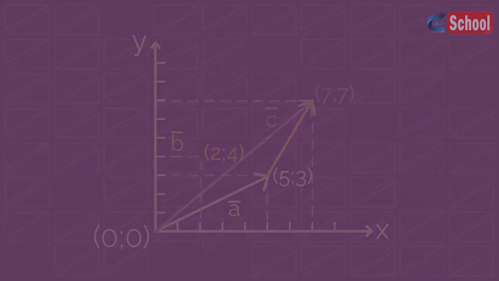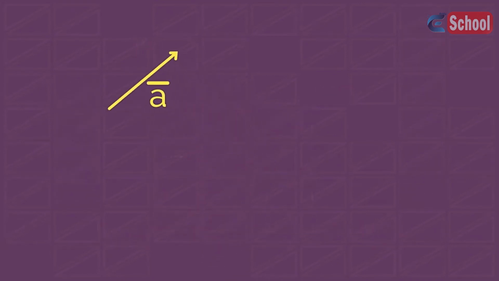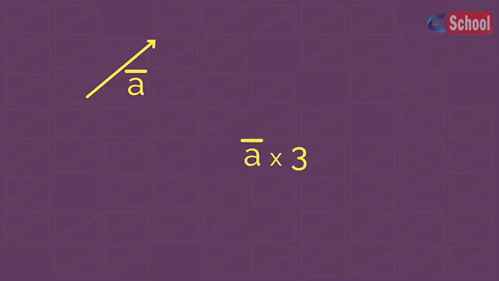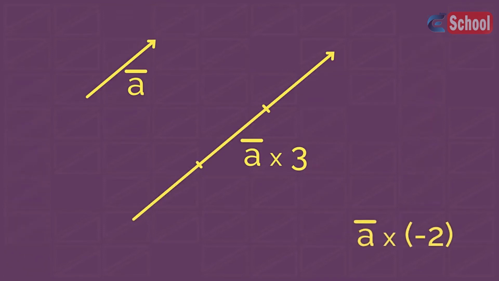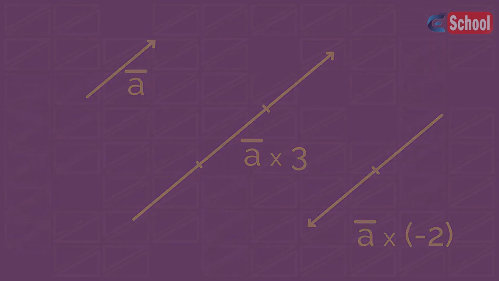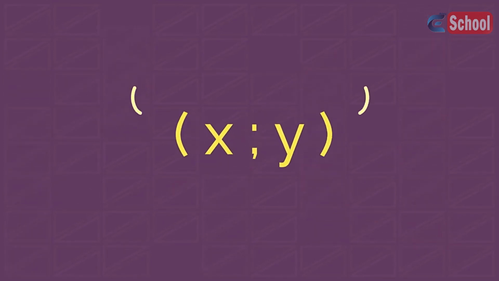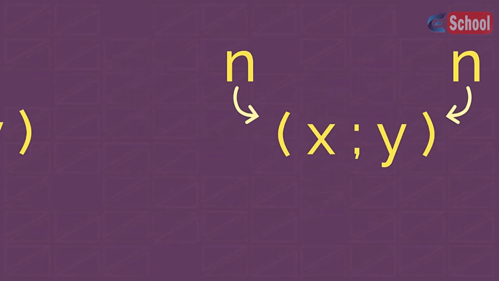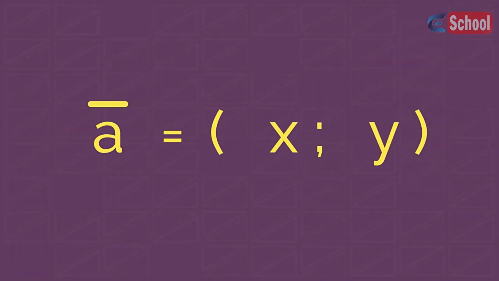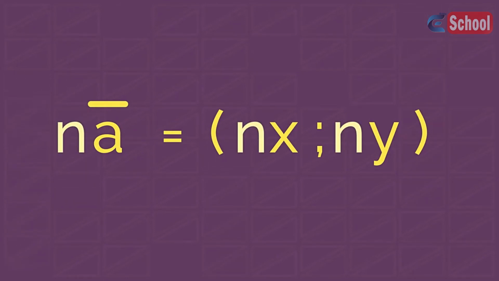We can also multiply a vector by a number. If the number is positive, the direction will remain the same and the magnitude will be multiplied by this number. If the number is negative, we change the direction of the vector to opposite and then multiply the magnitude. Or just multiply both coordinates by that number. If vector A has coordinates x, y, then vector n times A will have coordinates nx, ny.